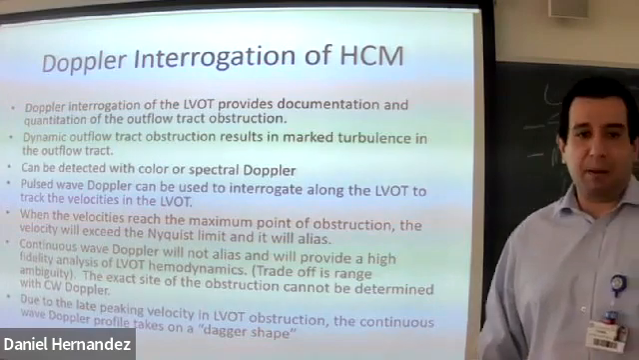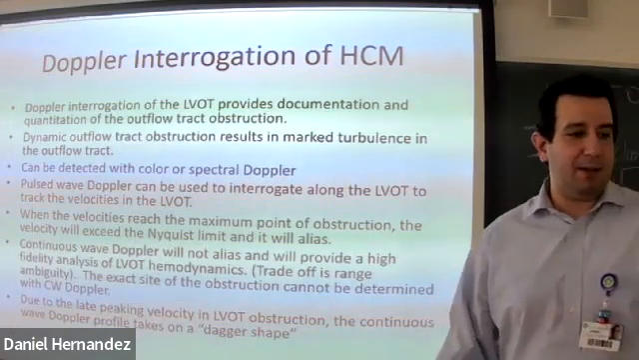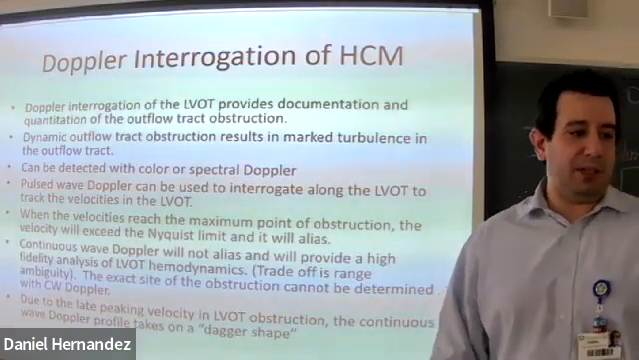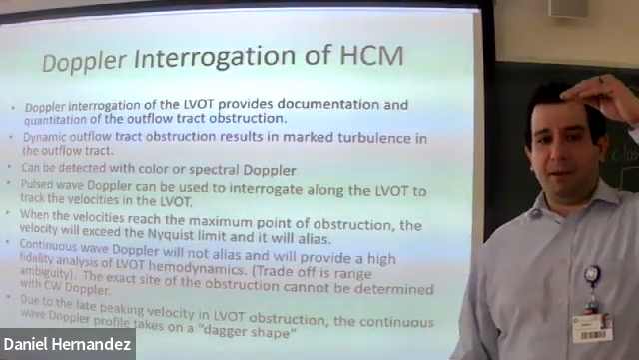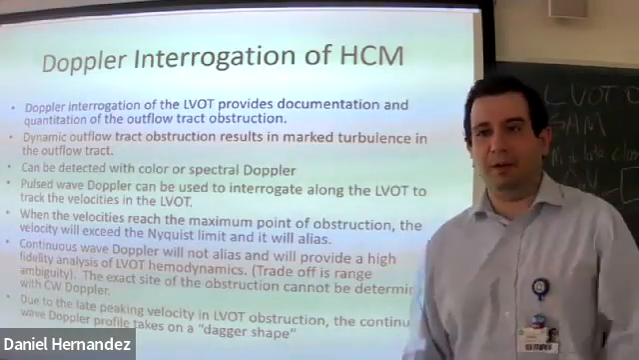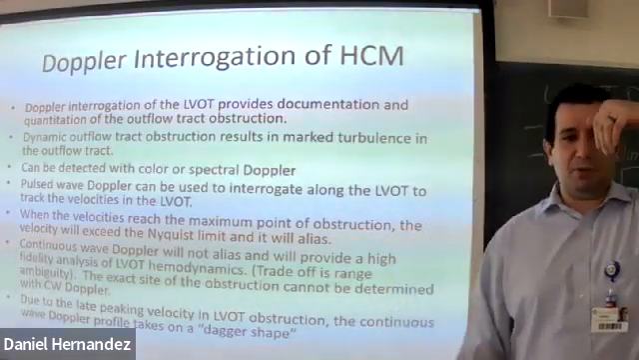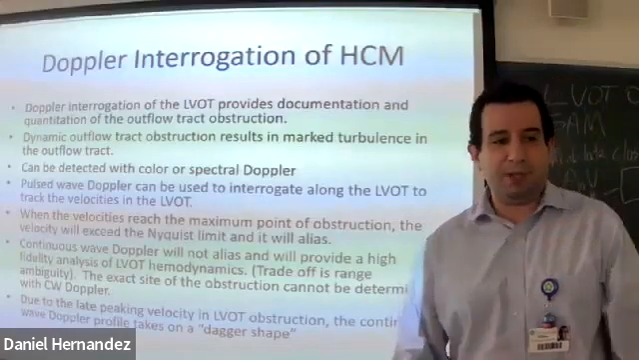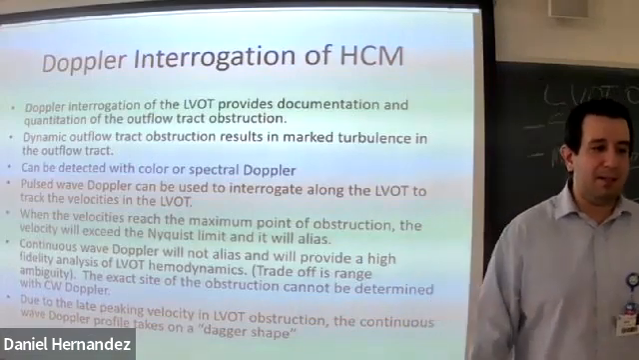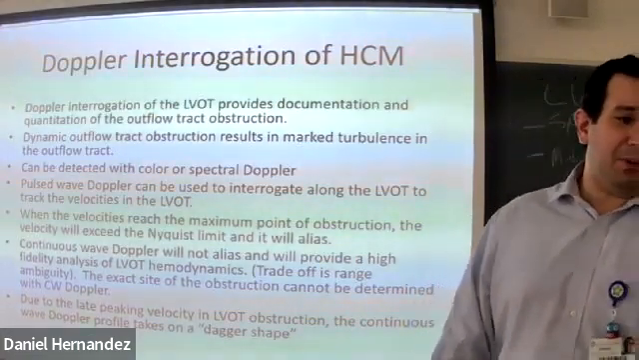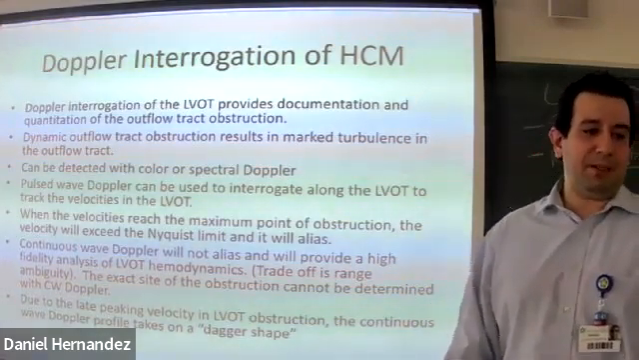We're going to use our pulse wave Doppler. So we want a Doppler in a specific spot right in that LVOT. So we're going to use our pulse wave gates to interrogate along the LVOT and track the velocities. So we'll start high up in the LVOT, and we'll be on our apical 5 or apical 3 chamber. We'll start higher up, actually a little bit in the ventricle, and just work our way down through the LVOT towards the aortic valve, sampling along the way, documenting velocities. So when these velocities reach the maximal point of obstruction, the velocities will exceed the Nyquist limit. And we'll typically exhibit our aliasing.